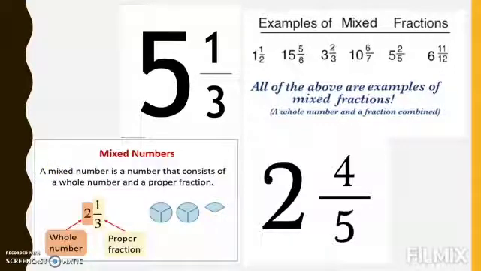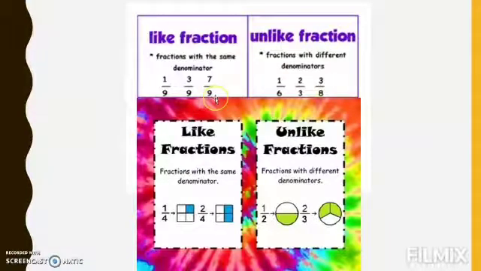Now let us see another interesting type of fraction. Now there are like fractions. What do you mean by like? Like means same. And what is same? Fractions with the same denominator are called like fractions. For example, 1 upon 9, 3 upon 9, 7 upon 9. All these have the same denominator as 9. So these groups of fractions are called like fractions.